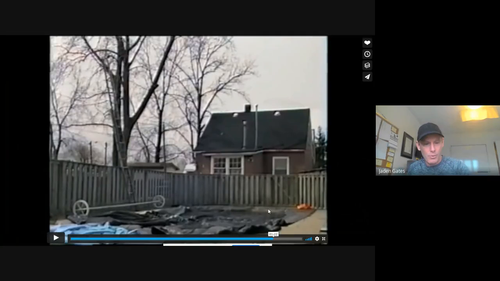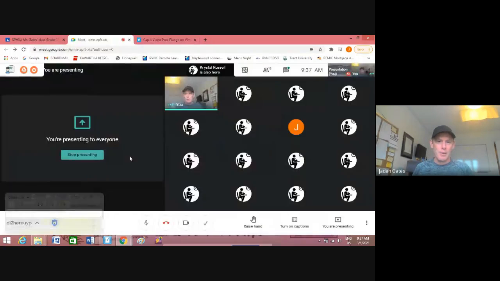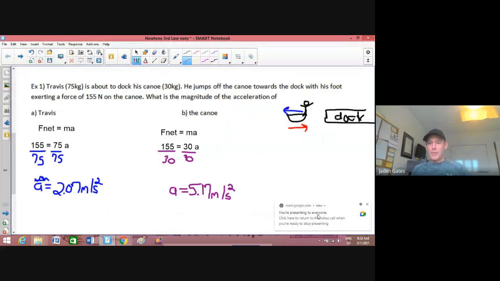All right, so, whoops, escape that. So there's an example of somebody not following Newton's third law. That ladder was much lighter than him, and so it accelerated much quicker than he did, and so he did not make it back to the pool.